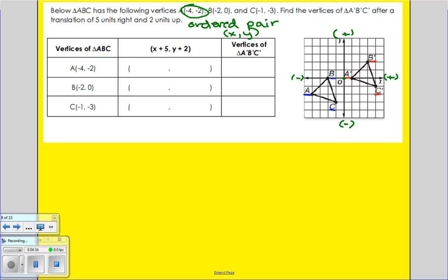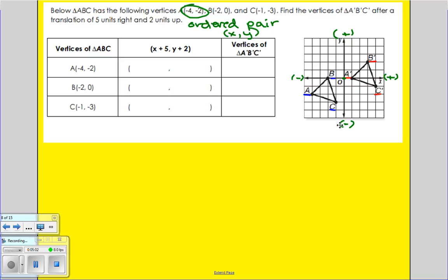Okay, so when we are translating, the vertices or corners, vertices and corners are kind of the same thing, of triangle ABC are going to get translated. Now, since to the right is positive on the x-axis, we could also call that addition because the plus sign also represents addition. And to the left on the x-axis is negative, we could also call that subtraction. Same thing with y, positive going up or addition going up.